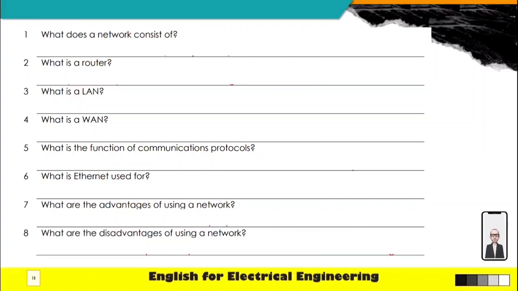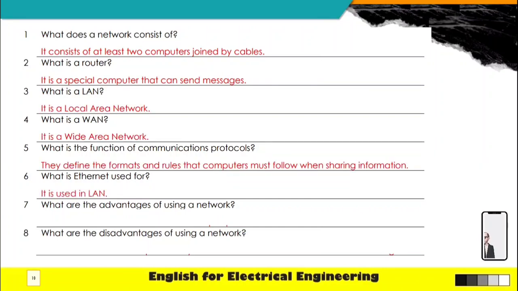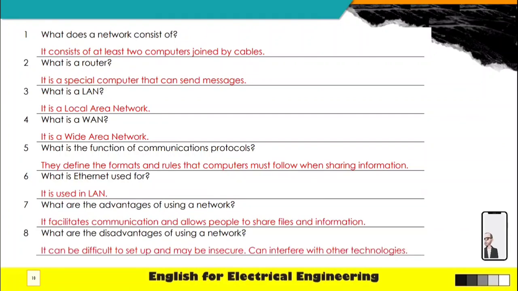Comprehension questions about this text. What does a network consist of? What is a router? What is a LAN? What is the function of communications protocols? Ethernet. Number 7, what are the advantages of using a network? What are the disadvantages? I'm just going to show you the answers now right here. Okay, what you can do is use this just to check your answers.